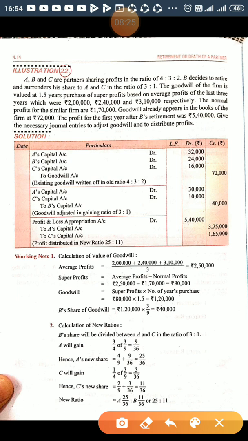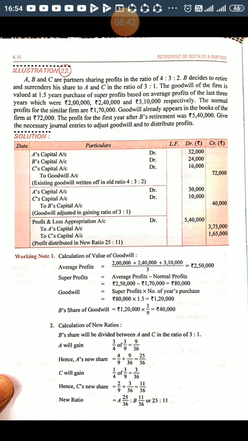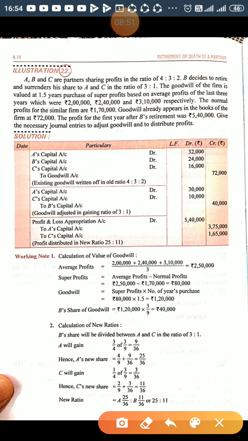B's share was 3 by 9, and it was acquired by A and C in the ratio of 3 by 1. So 3 by 4 of 3 by 9. A will gain 3 by 4 of 3 by 9, that is 9 by 36. A's old share was 4 by 9, plus he acquired 9 by 36 from B. Now his new share is 25 by 36.